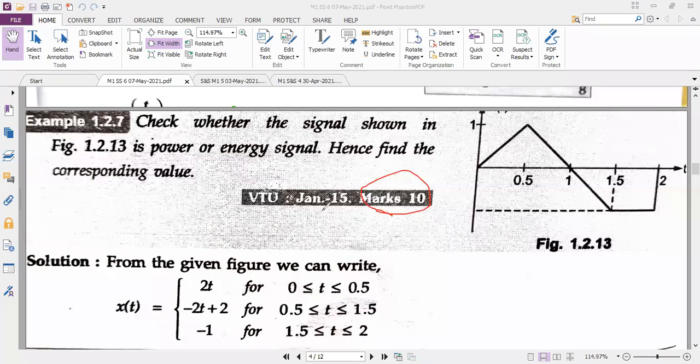Okay. I don't think this question was asked in January 15. We are in 2021, so you won't get this question like that. You will get difficult questions like this in the exam.